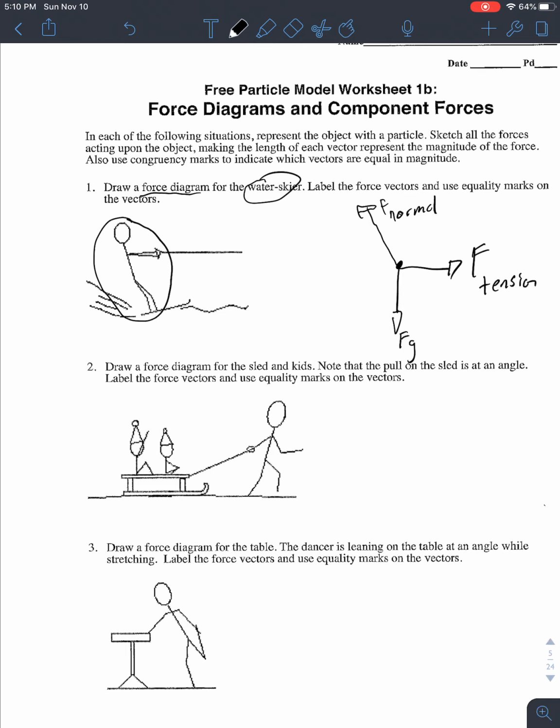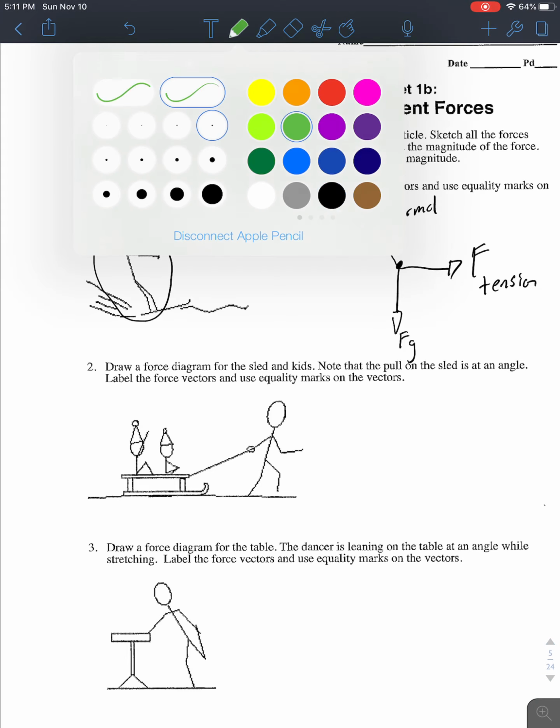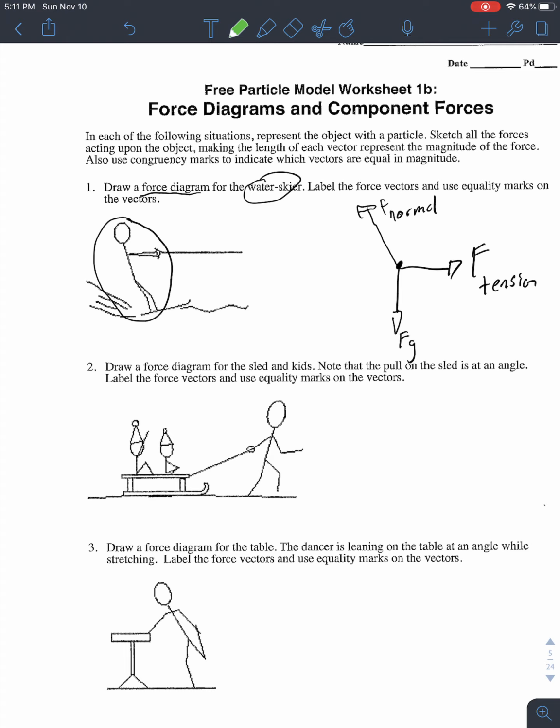And if you notice, not all of our forces are going in the X or Y direction. So that means we're going to have to break them up so that we can eventually prove whether this object is accelerating or not. So if we imagine he or she is not accelerating, we're going to have to break up normal force into its X and Y components. So we're going to have force normal in the X direction, which would eventually be negative since it's to the left. And then we have force normal in the Y direction.